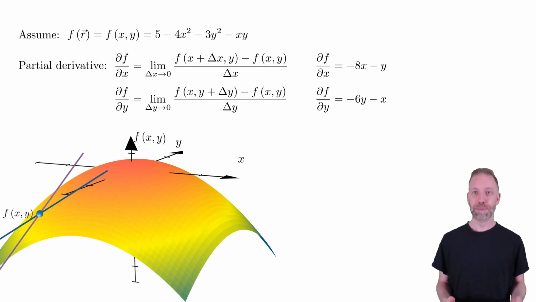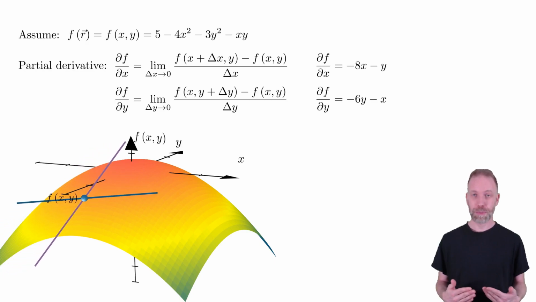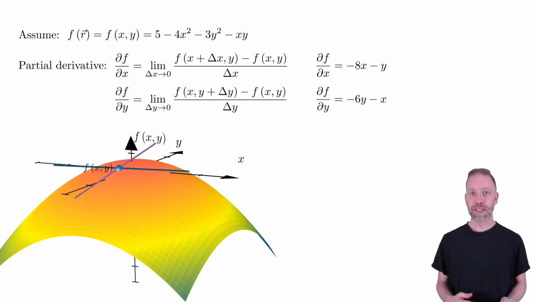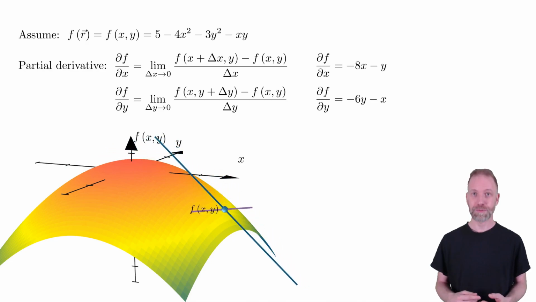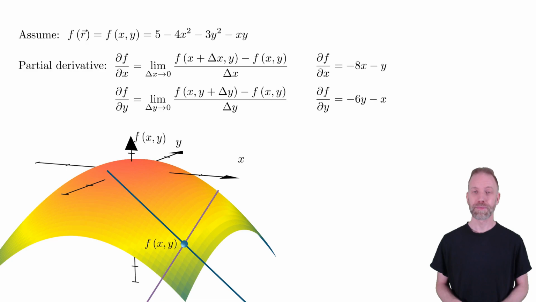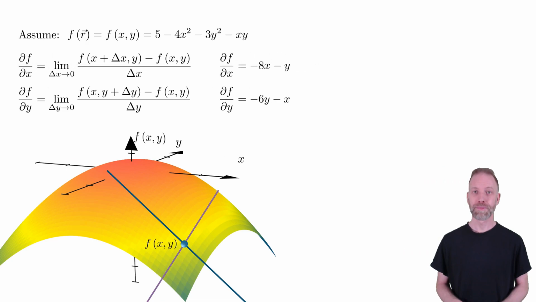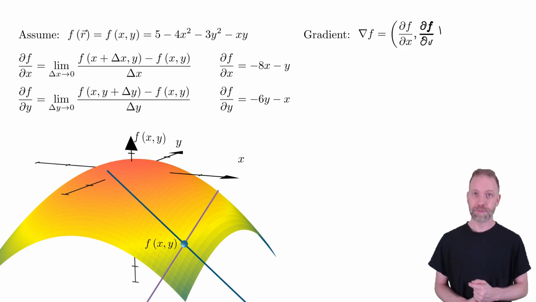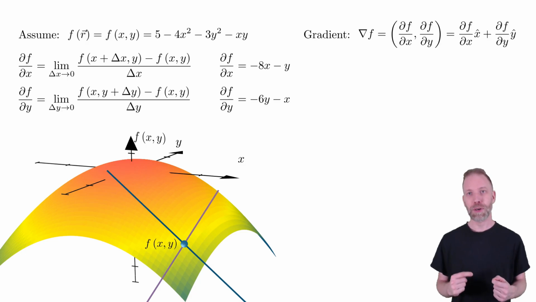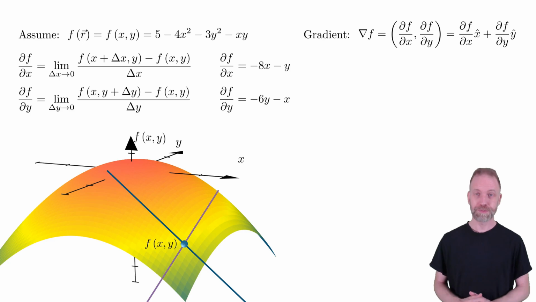Let us again illustrate the partial derivative graphically by moving the point around. The blue line is the slope in the x direction and the purple line is the slope in the y direction. As our next step, we can introduce the gradient, which is written as nabla f. We get the gradient by setting the partial derivative with respect to x as x-coordinate and the partial derivative with respect to y as y-coordinate. Hence, the gradient becomes a vector.